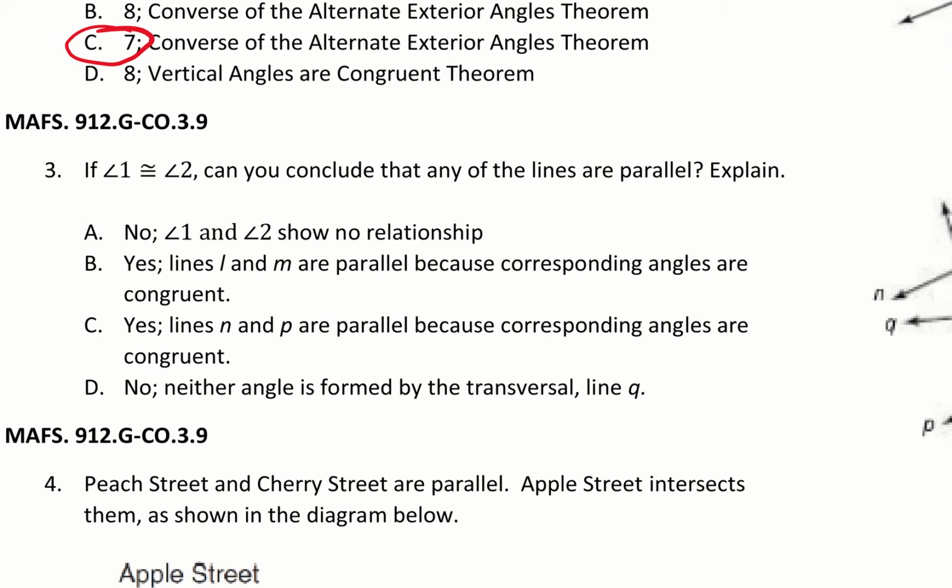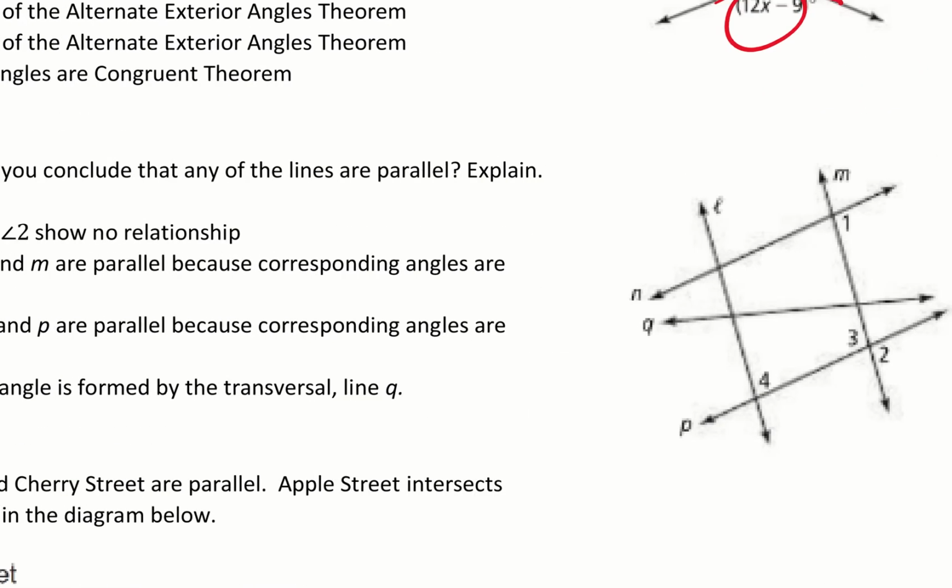Now, next one. If angle 1 is congruent to angle 2, can you conclude that any of the lines are parallel, and explain?